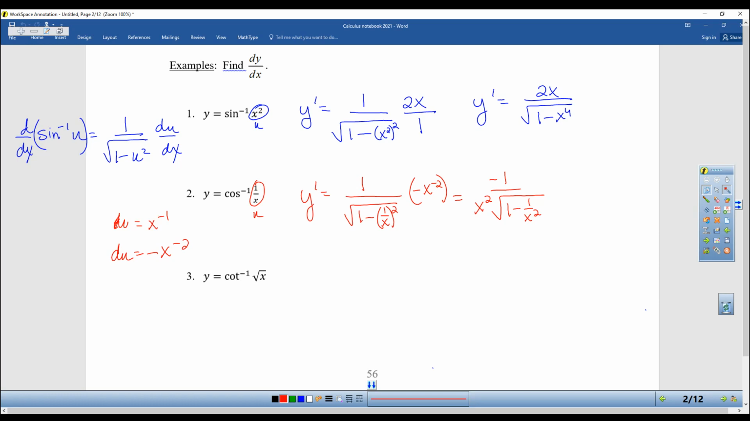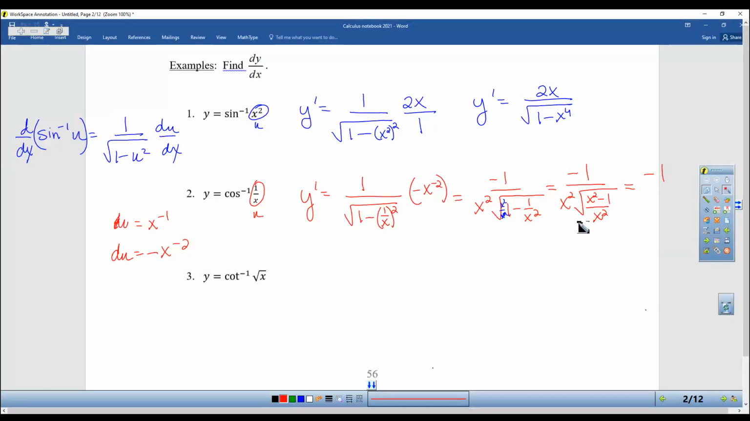Now here comes your first really tricky algebra. You cannot leave it like this. You can't have a complex fraction, which means a fraction within a fraction. So first, I'm going to give this a common denominator. I'm going to make this 1 be x squared over x squared. That way I have x squared times the square root of x squared minus 1 over x squared. So I gave that a common denominator.